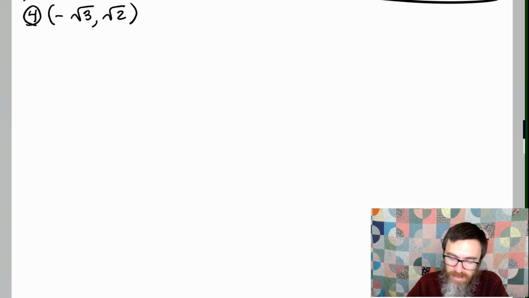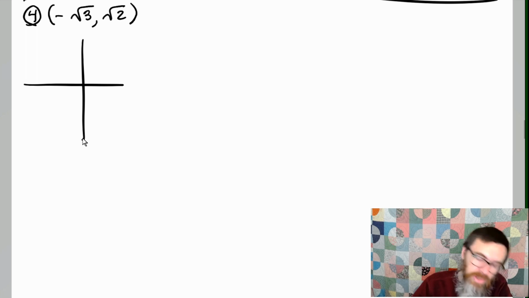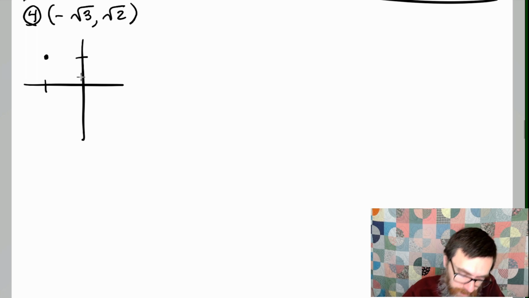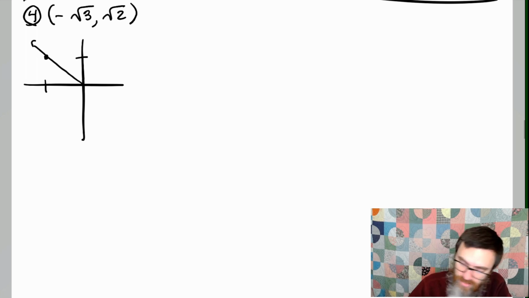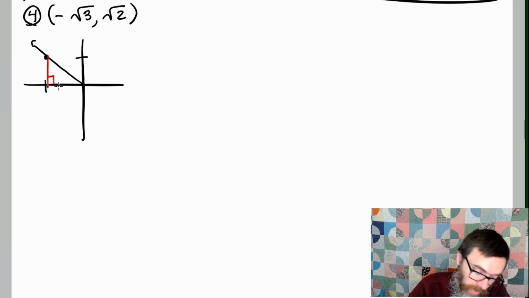So this is maybe not the prettiest looking thing we've done. But again, draw the picture. So we have a negative x and a positive y. So it's going to be somewhere right about here. And we're going to drop that perpendicular like we've been doing. Again, drop it down to the x-axis. Here is my theta.